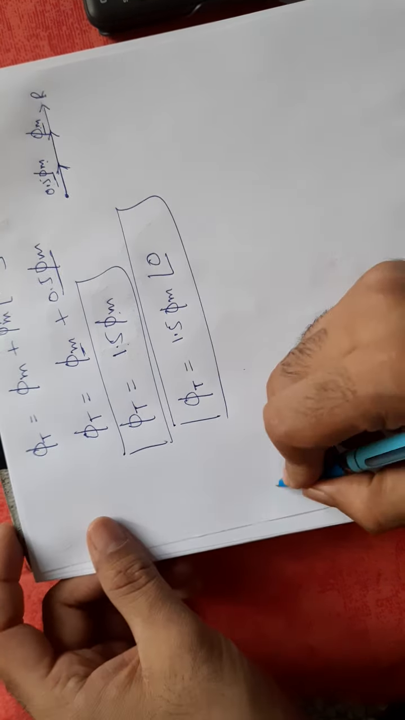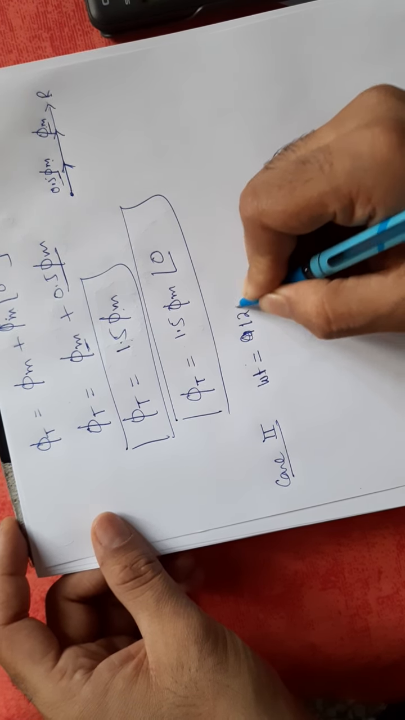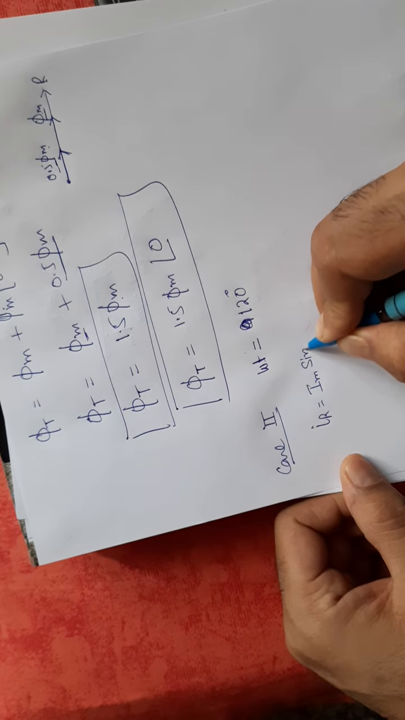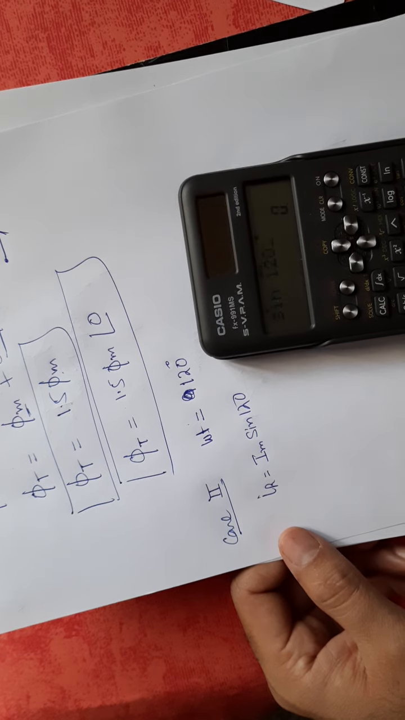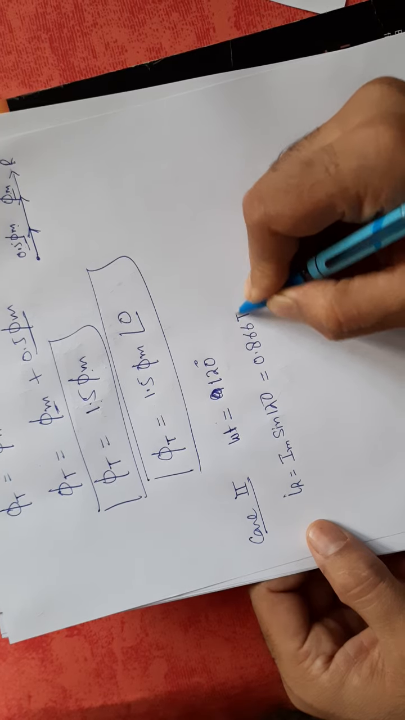Case 2, I am saying when omega t was equal to, say, 120 degree. Whereas the first case is when I am saying omega t is equal to 90. In the second case, omega t is equal to 120 degree. So what will be IR? IR will be equal to IM sine 120 degree. Sine of 120 degree is nothing but 0.866, which is equal to 0.866 IM.